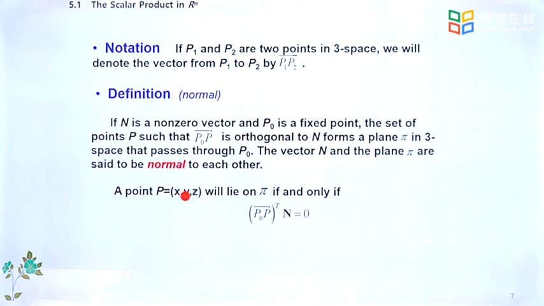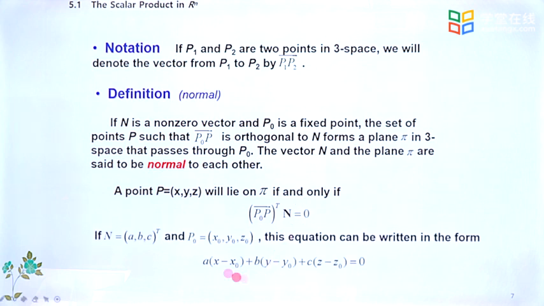So a point P with coordinates x, y, z will lie on the plane if and only if the vector P0P and n have scalar product equal to 0, if and only if they are normal, right? If n equals (A, B, C), this is its coordinate vector, and P0 equals (x0, y0, z0), this equation can be written in the form A times (x minus x0) plus B times (y minus y0) plus C times (z minus z0) equals 0.